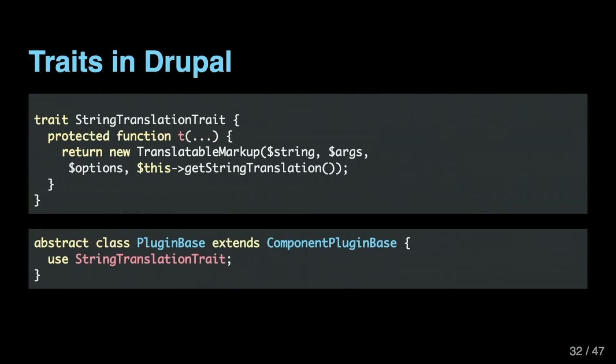A good example of traits in Drupal core is the StringTranslationTrait, which you've probably used before. It's that t function. And in the abstract class PluginBase, they actually just use StringTranslationTrait. So whenever you create custom plugins, you're extending PluginBase, and so you get that StringTranslationTrait with all of your plugins because it's in the abstract class.